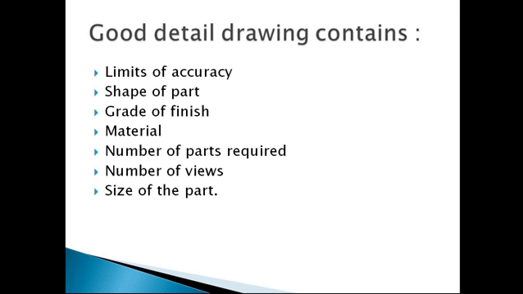The second one is the shape of the part. What kind of shape does your part have? That shape must be easily observable and easily understood for production purposes. That is the main important thing. Then the grade of finish. What kind of finish do we require? That is also important, because on the basis of this we select the proper process.